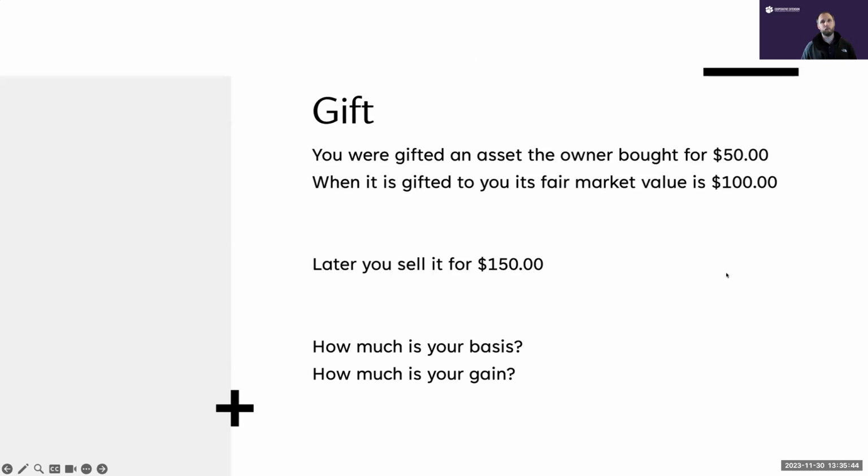And so this is the situation where someone bought the asset, and at some point they said, I would like to give this to you. And maybe it's a family member, maybe it's a close friend. Any of those are eligible to give you a gift. And so they had bought it for $50. At the time they gave it to you, it was worth $100, and later you sold it for $150, excuse me.